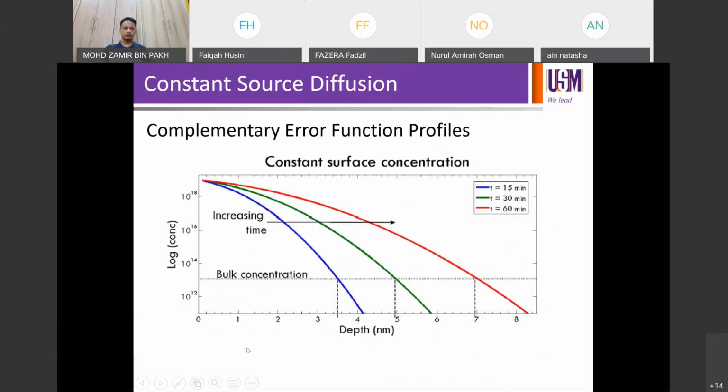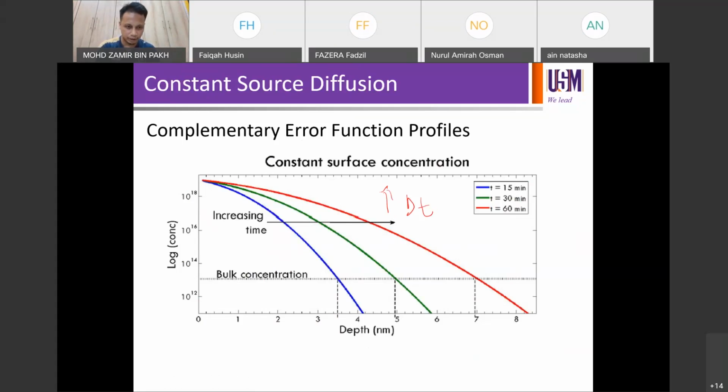This is an example: if you run the process at say 15, 30, and 60 minutes, that's how you're going to get exactly what I explained, because the product of Dt is increasing to the right. Diffusivity times time, or duration of the process. D is constant, t is increasing from left to right. So you're going to get deeper and deeper into the silicon.